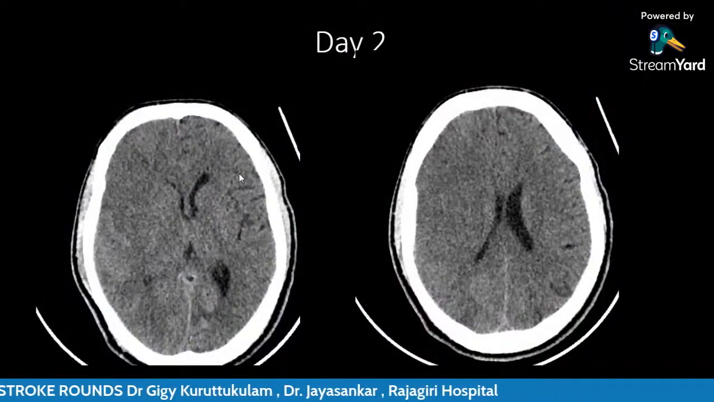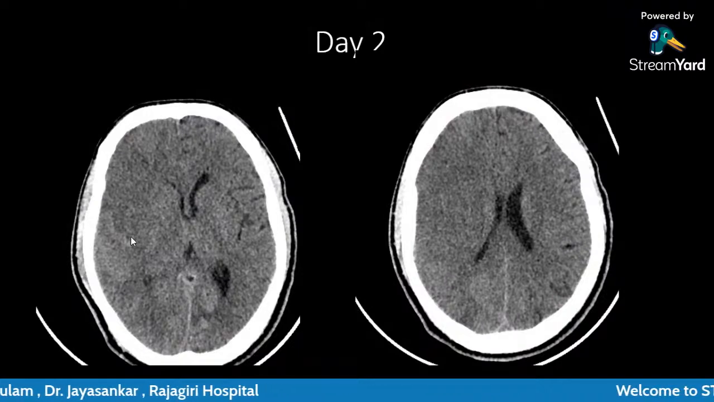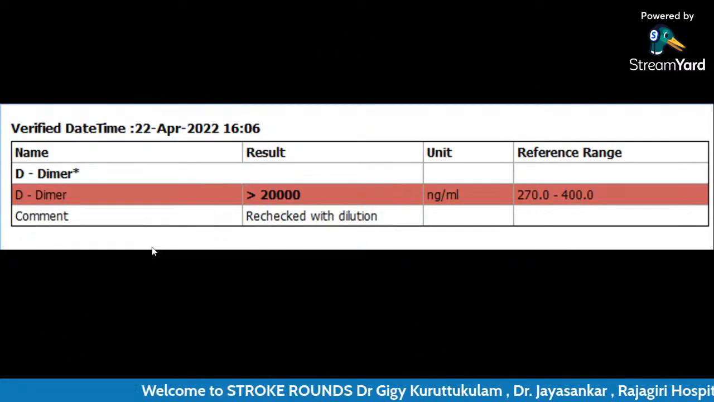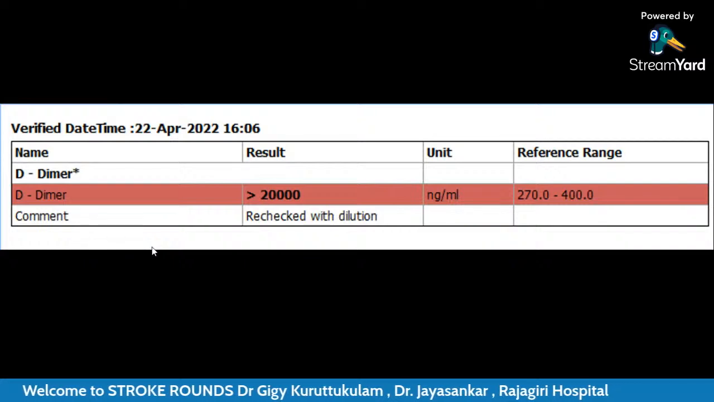This is the CT scan on day 2. There is a large hypodensity there, but the mass effect doesn't seem that significant. But more importantly, there is no bleed, no hemorrhagic transformation. Now, what caused this infarct?